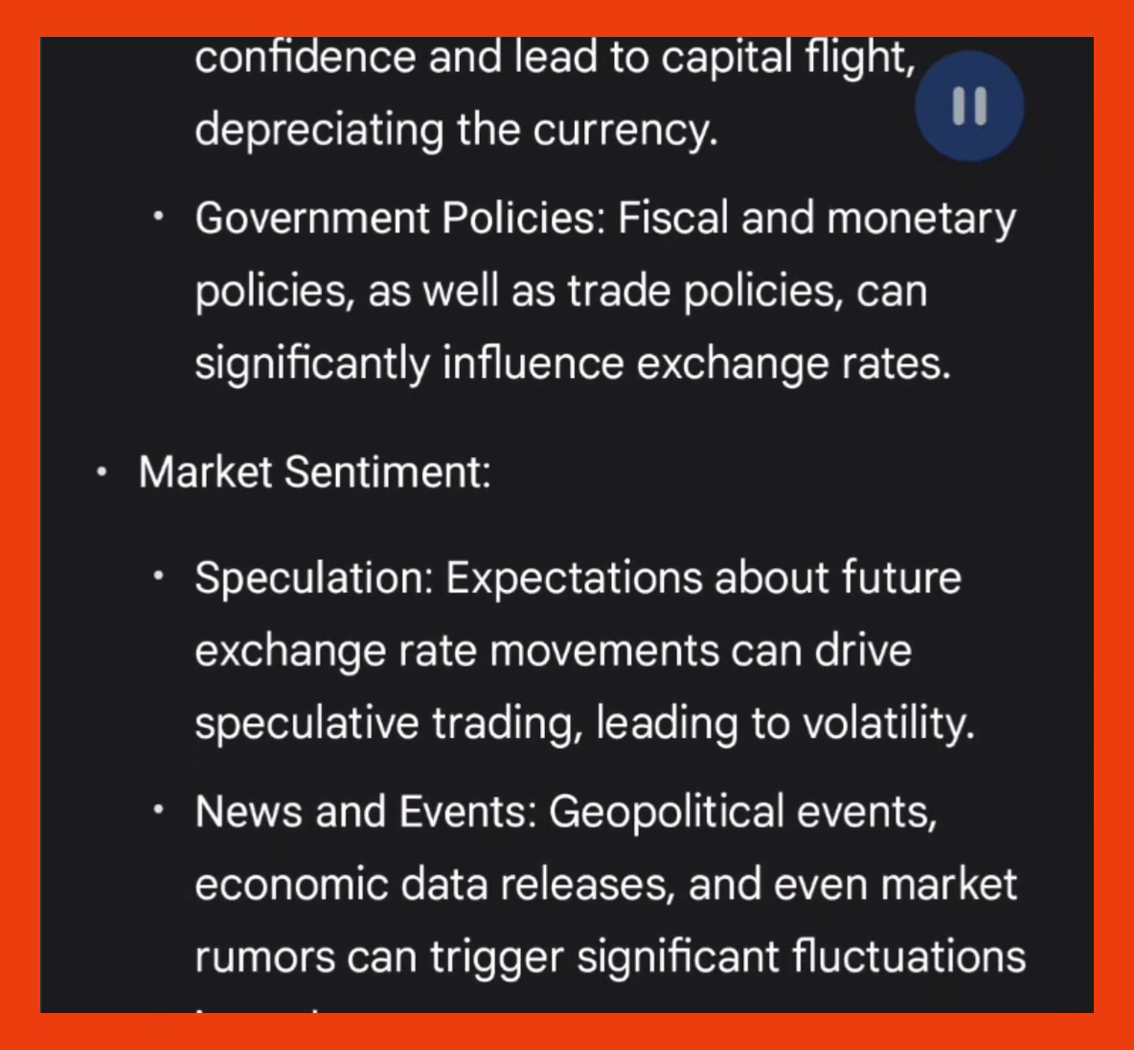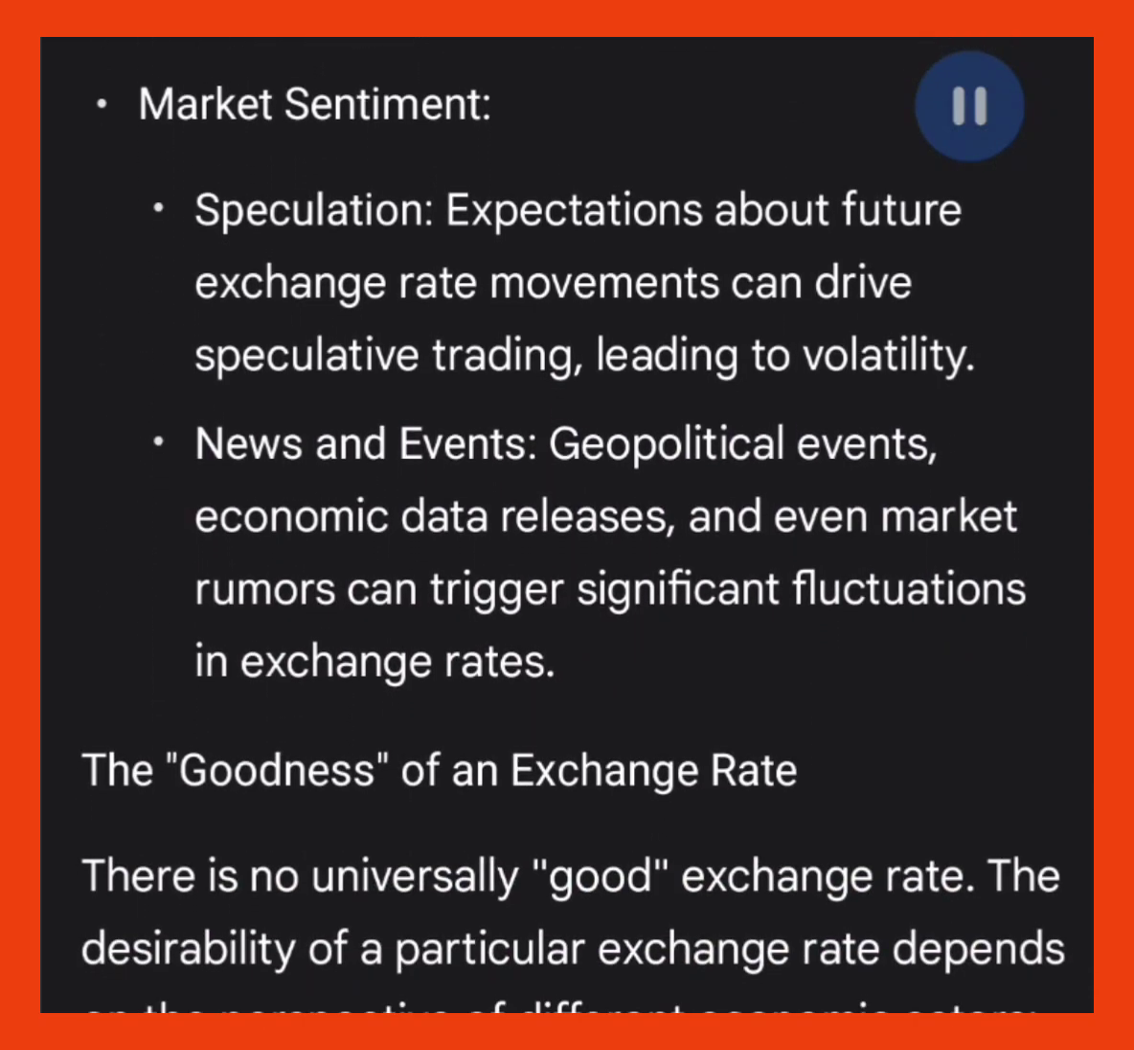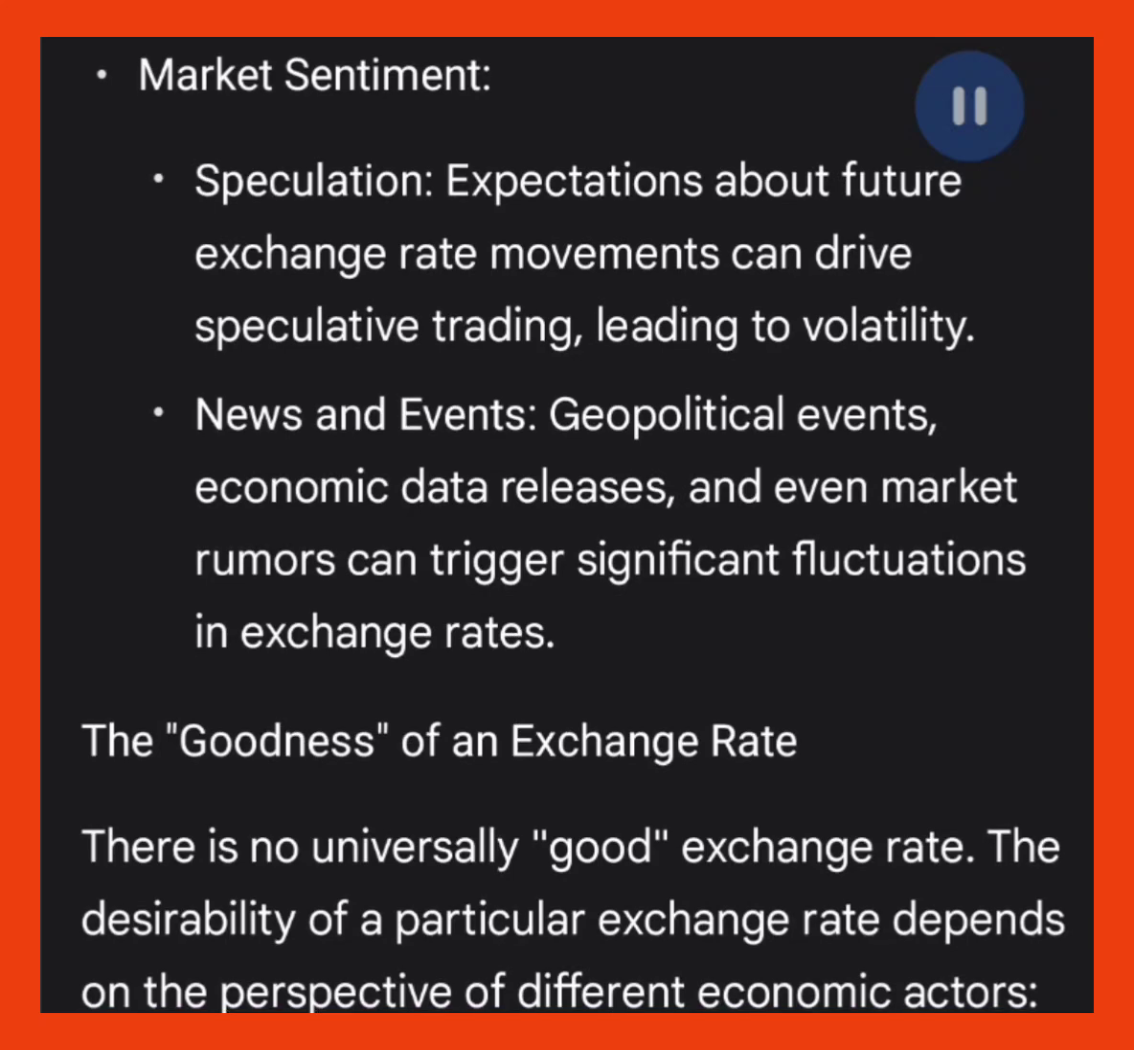Market sentiment. Speculation. Expectations about future exchange rate movements can drive speculative trading, leading to volatility. News and events. Geopolitical events, economic data releases, and even market rumors can trigger significant fluctuations in exchange rates.